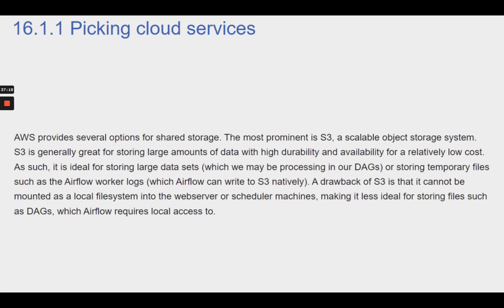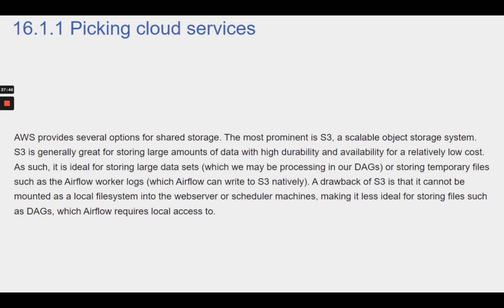AWS provides several options for shared storage. The most prominent is S3, a scalable object storage system. S3 is generally great for storing large amounts of data with high durability and availability for a relatively low cost. As such, it is ideal for storing large datasets, which we may be processing in our DAGs, or storing temporary files, such as the Airflow worker logs, which Airflow can write to S3 natively.